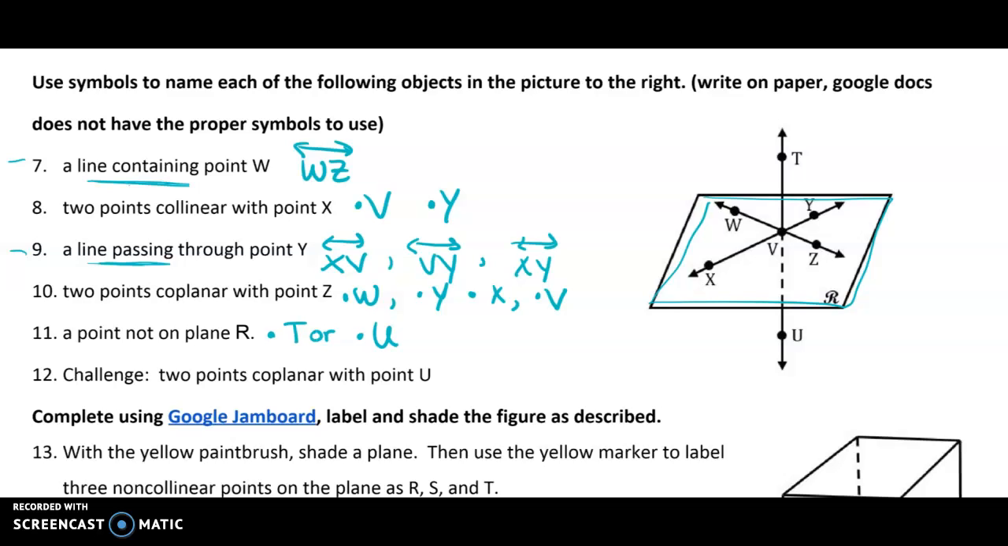And then a challenge would be 2 points that are coplanar with point U. So coplanar means that they're going to have to be on the same plane as you. So that would be V and T.